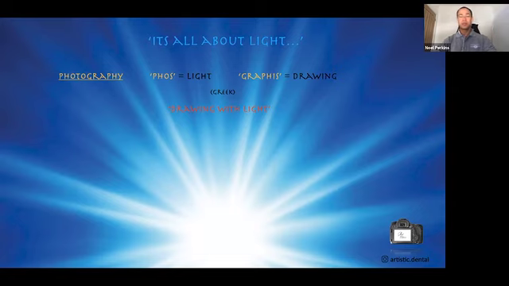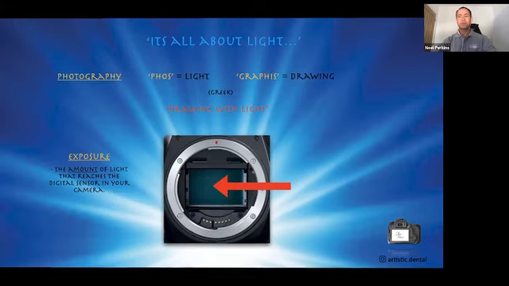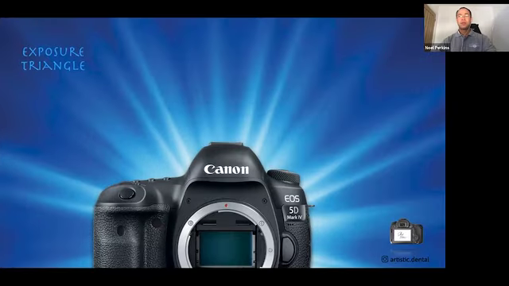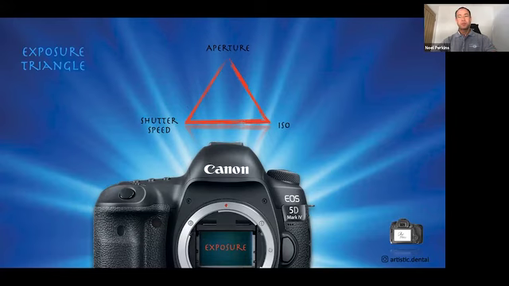You can take this further and understand it as the language of light as well as shadow. And exposure is the amount of that light that reaches the digital sensor in your camera, or in the old days, film. So this takes us to the concept of the exposure triangle. We've got aperture, shutter speed, and ISO.